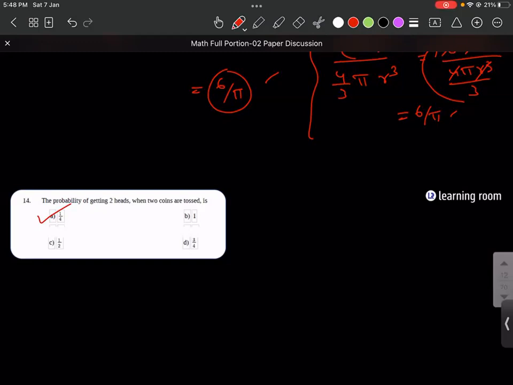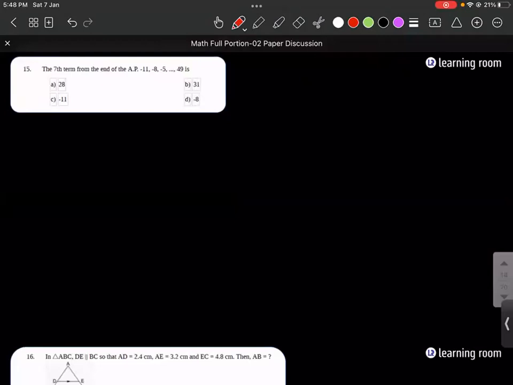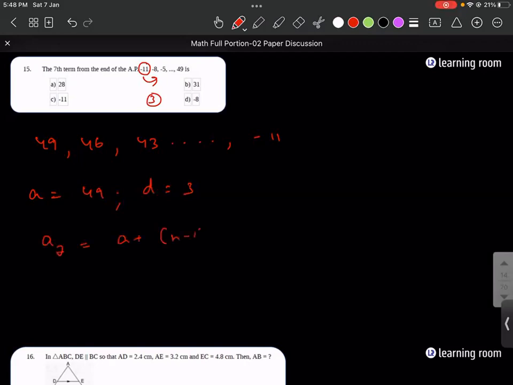So 14th one, what is the answer? A will be correct. 15th one, the 7th term from the end of the AP. So when they give it like this, write it in the reverse. 49. So if you observe, what is the common difference here? It is 3. Right. So when you write it in reverse, the common difference will be minus 3. 49, 46, 43, so on till minus 11. Am I right? So what is the 7th term from the end? a will be equal to 49, d will be equal to 3. So a7 will be equal to a plus n minus 1 into d. So that is 49 plus 7 minus 1 into 3. So 49 plus 18. How much will be the answer?